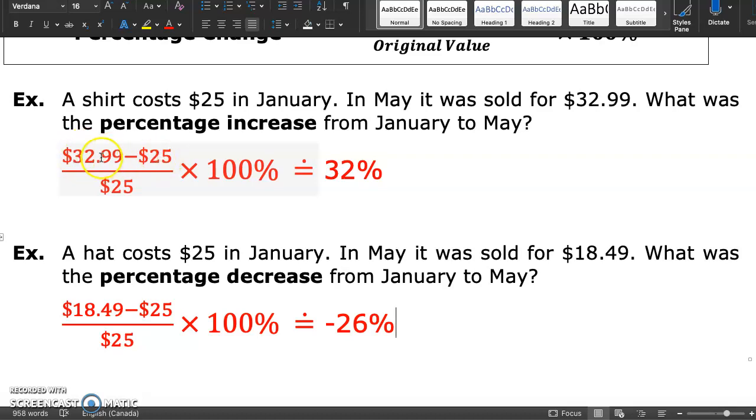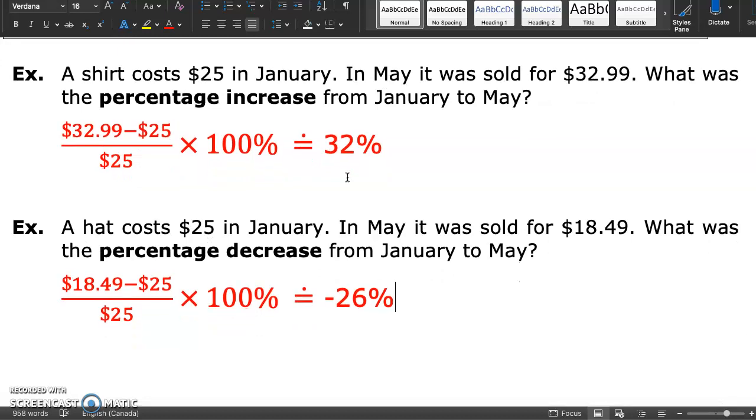So this numerator represents the difference. It's $32.99 minus 25. It's changed by a certain amount, divided by the original amount. So you have to talk about change from some reference point, and we're always going to use the previous amount. So when we divide this calculation, so subtract, divide, you can hit equals, multiply by 100, we get approximately 32%.